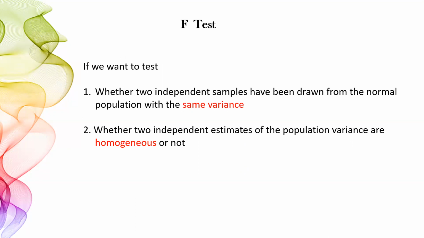So the first condition is whether two independent samples have been drawn from the normal population with the same variance. And the second condition is whether two independent estimates of the population variance are homogeneous or not. So we have to remember 2 points. The first one is it should have same variance, and the second one is that it should be homogeneous.